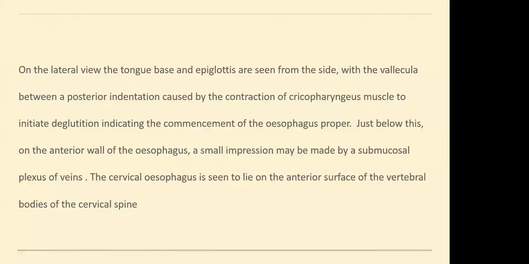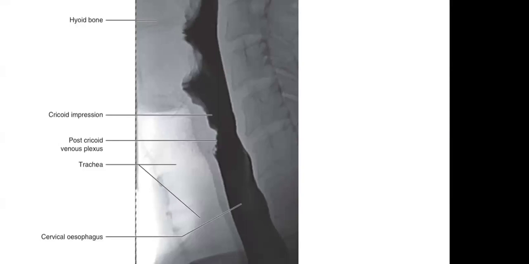On the lateral view, the tongue base and epiglottis are seen from the side, with the valleculae between, and a posterior indentation caused by the contraction of the cricopharyngeus muscle to initiate deglutition, indicating the commencement of the esophagus proper. Just below this, on the anterior wall of the esophagus, a small impression may be made by a submucosal plexus of veins. The cervical esophagus is seen to lie on the anterior surface of the vertebral bodies of the cervical spine.